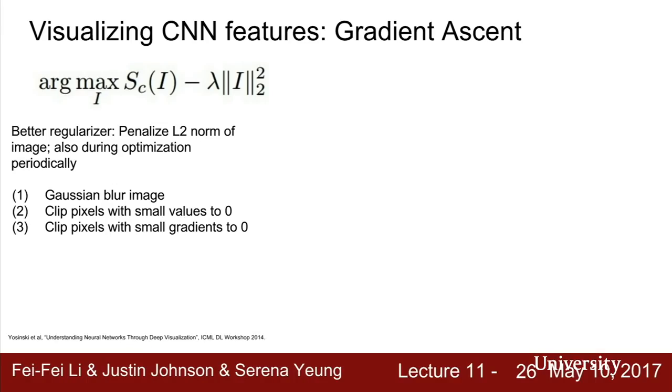There was another paper from Jason Yosinski and some of his collaborators where they added some additional implicit regularizers. In addition to this L2 norm constraint, we'll also periodically during optimization do some Gaussian blurring on the image, or clip some small pixel values all the way to 0, or clip some of the pixel values with low gradients to 0. You can see this as a projected gradient descent algorithm, where periodically we're projecting our generated image onto some nicer set of images with nicer properties, for example, spatial smoothness with respect to the Gaussian blurring.